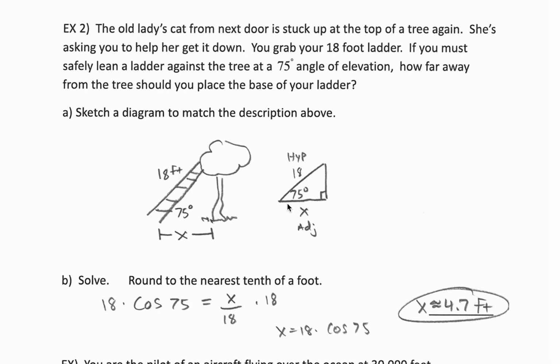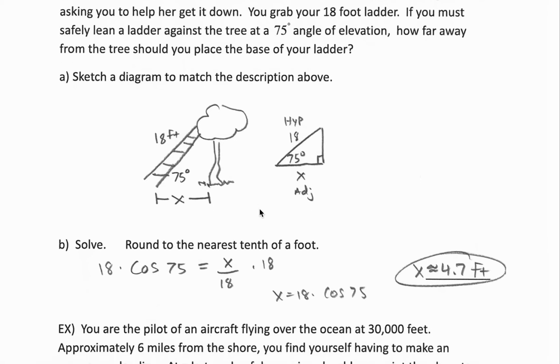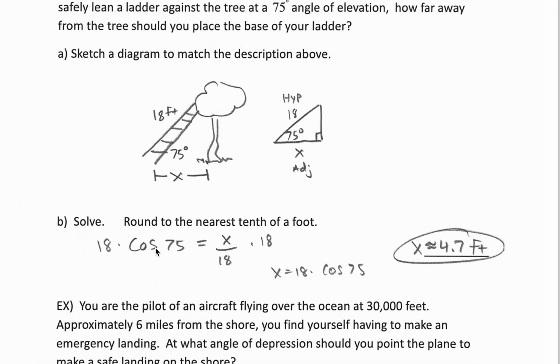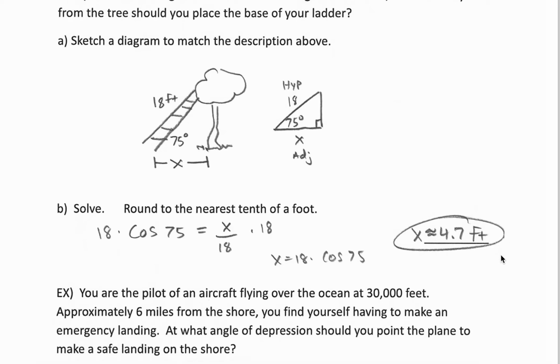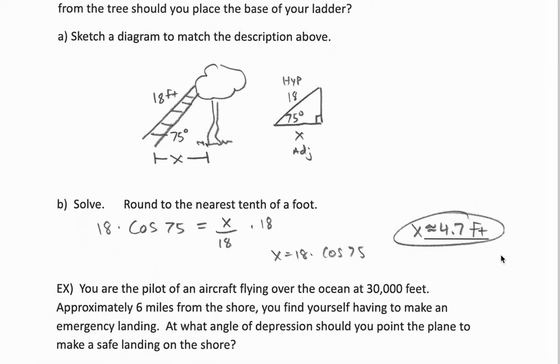So given the adjacent side to that angle and the hypotenuse, we're going to use a cosine equation to help us solve for that length. So we substitute 75 for our angle there, and our hypotenuse length, we're going to solve for the adjacent length here. So again, undoing our division, multiplying by 18, our side length is going to be whatever 18 times the cosine of 75 is, and we use our calculator to evaluate it, and it tells us it's about 4.7 feet.